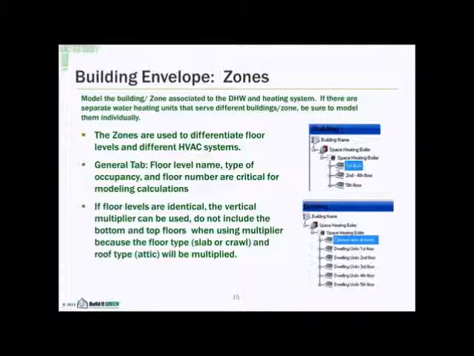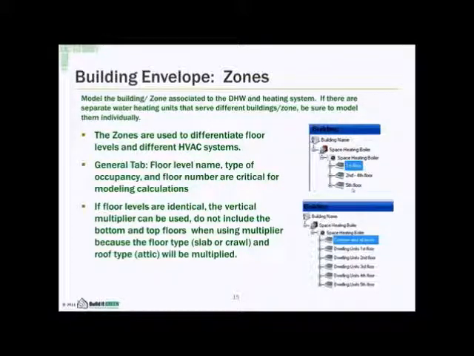Once you click on the zone, there's going to be a general tab that shows up, and in the information you're going to need to put in, at the very end it's going to ask you for a multiplier, and that just lets you know how many times you want to multiply that floor level. So in this example, I have the second to fourth floor, so I'm going to be using a multiplier of 3 to represent the 2nd, 3rd, and 4th floor.